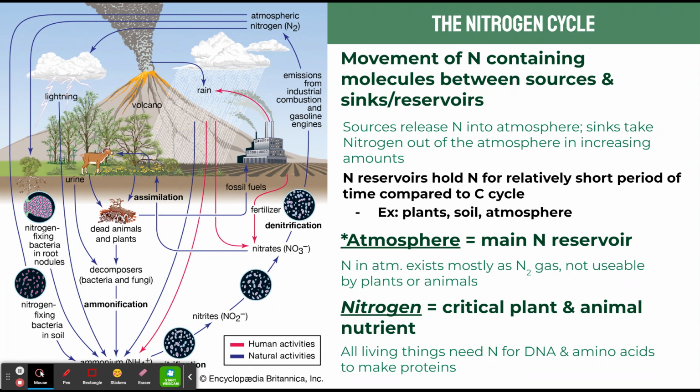It contains the most nitrogen. Nitrogen in the atmosphere exists mostly as nitrogen gas, which is not usable by plants or animals. We do need nitrogen, but not in the form of a gas, and the same thing goes for plants. We cannot breathe it in. Our body cannot use it. Why do we need it? We need nitrogen to help build our DNA and amino acids to make proteins.